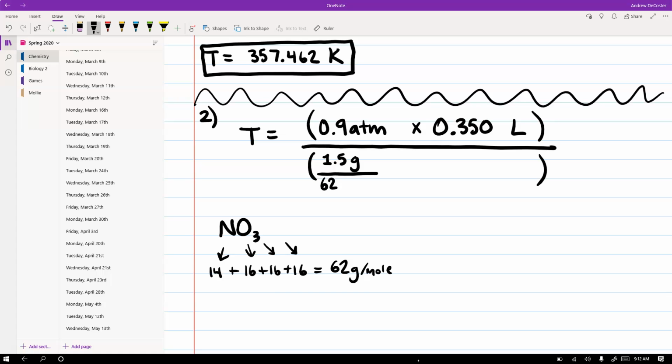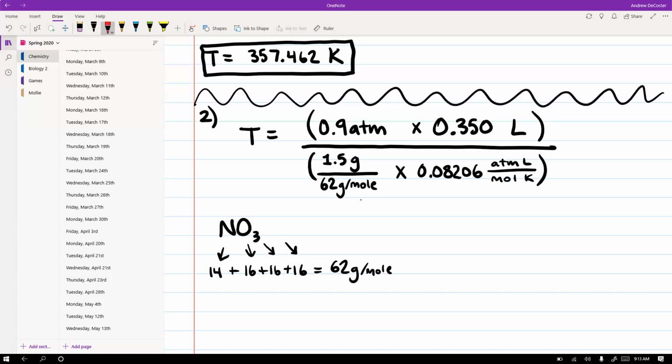So I'm going to write that here on the bottom, right? 62 grams per mole. So I'm going to take the weight of my sample divided by the molar weight. The first number on top comes from the word problem. The number on the bottom comes from the periodic table. Okay, let's multiply that by R, which is 0.08206 ATMs times liters over moles times Kelvin.